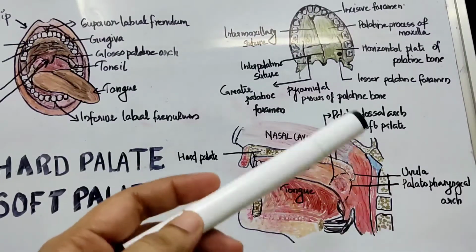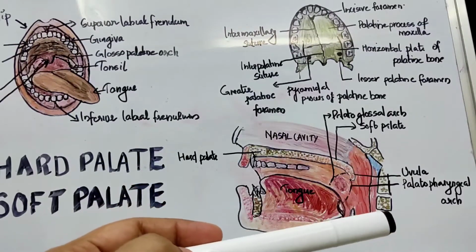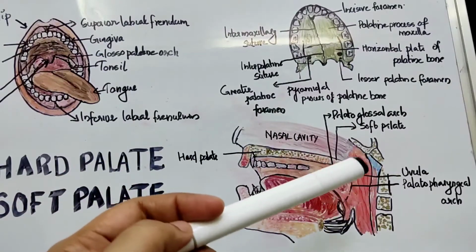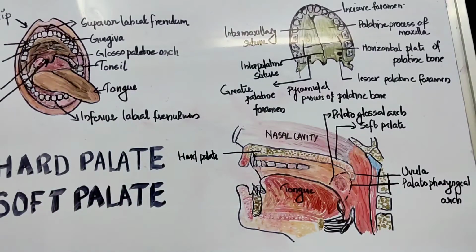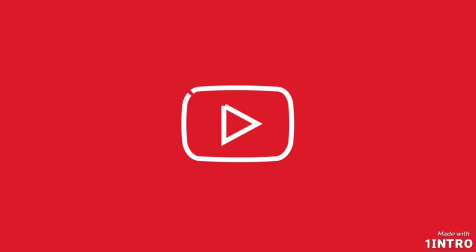Then we discussed the nerve supply, that is the motor nerve supply, the sensory and also the special sensory nerve supply. So this is the end of today's video.